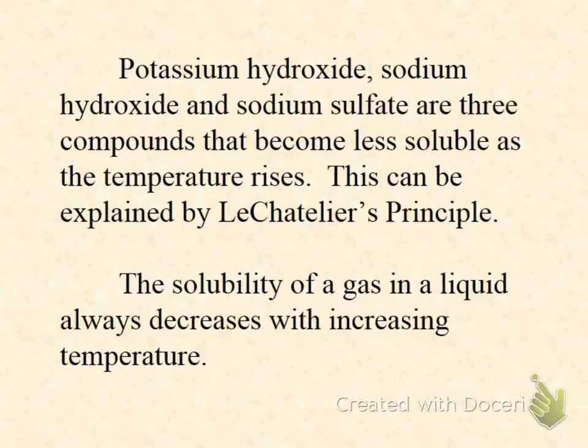So if you notice on that chart, potassium hydroxide, sodium hydroxide, and sodium sulfate are three compounds that actually become less soluble as the temperature rises. And that's explained by Le Chatelier's principle, which we talked about in Chem 1, but we'll talk about it when we get to equilibrium. I will tell you that these are all very exothermic, okay?